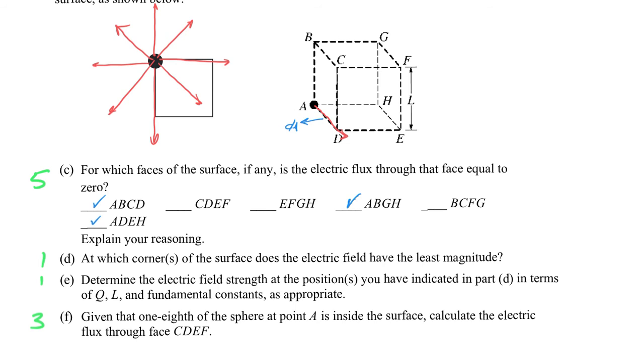And question E, determine the electric field strength at the positions you have indicated in part D in terms of Q, L, and fundamental constants as appropriate. So 0. The worst part is if you actually thought it was F, boy, that was a lot of work, because you had to come up with the distance from A to F, and that's a lot. It's only 1 point too, so it's right or wrong.